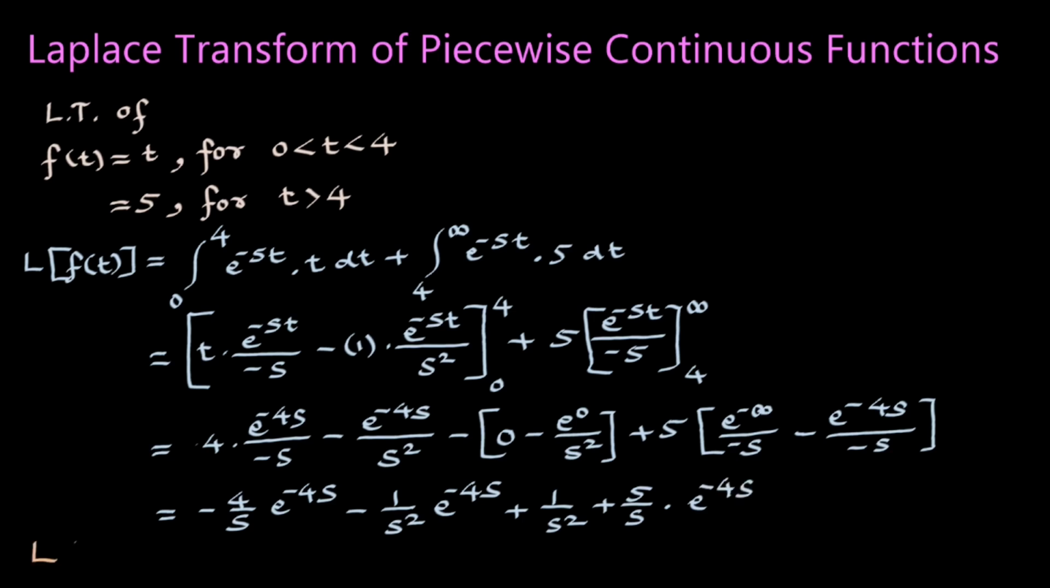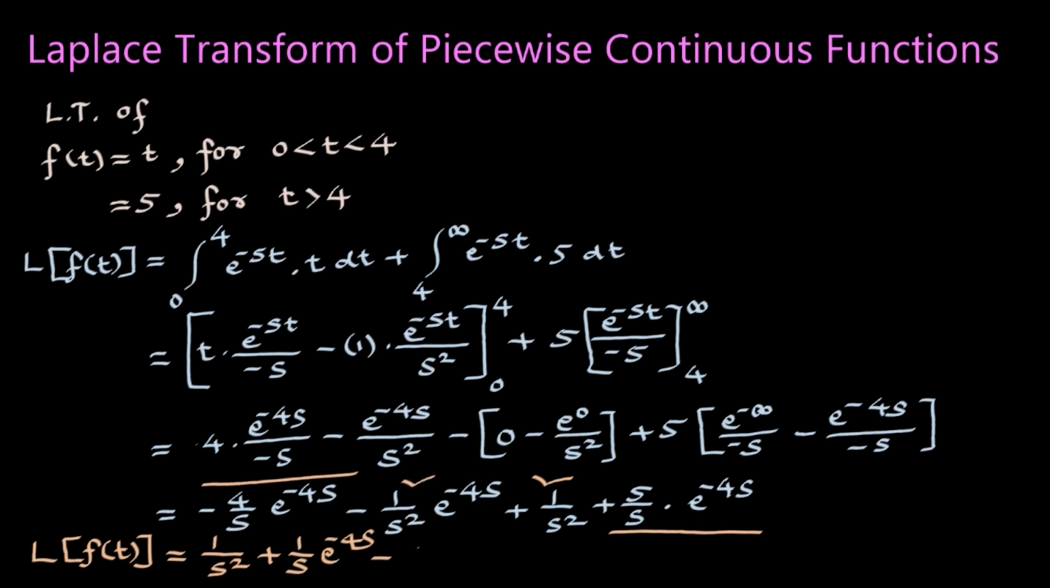So Laplace transform of f(t) will be first this 1 upon s square, plus 5 upon s e raised to minus 4s, minus 4 upon s e raised to minus 4s will be 1 upon s e raised to minus 4s, minus this 1 upon s square e raised to minus 4s, which finally will be 1 upon s square plus 1 upon s minus 1 upon s square into e raised to minus 4s.